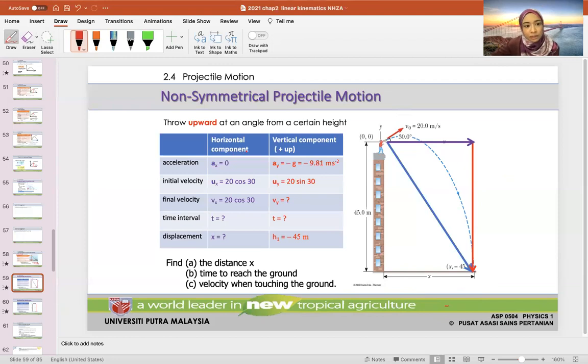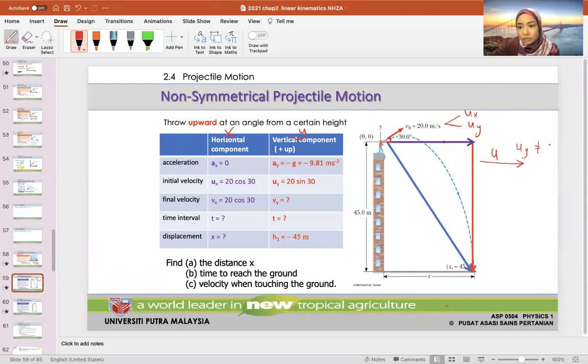So horizontal component, x-axis, vertical component, y-axis. Here they said positive is up. Okay, we already know that. Acceleration in x is 0, acceleration in y is minus 9.81. Initial velocity, they gave you v naught equals 20, which means you can resolve this into ux and uy. There is an angle of 30 degrees, which means you will have a component in the x and a component in the y.